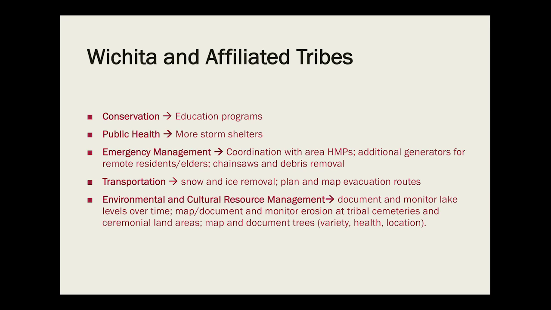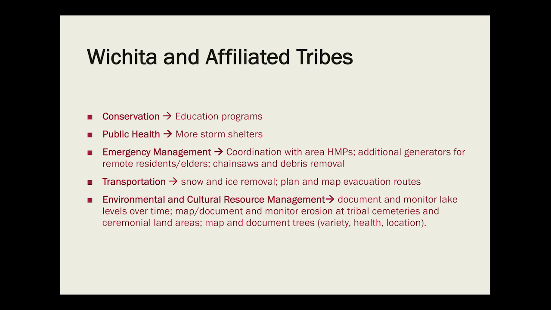Emergency management, their key focus was to make sure that they were coordinated with area and county hazard mitigation plans, as well as making sure that they had additional generators available to address remote people that might be a little bit more isolated during storm events, where they might not have power for a couple of weeks and they may need assistance for both food and medications that need to be refrigerated, as well as debris removal. And for transportation, being able to remove barriers on key routes, as well as addressing where they might have some isolated residents. Is there a means to provide a secondary evacuation route just in case?